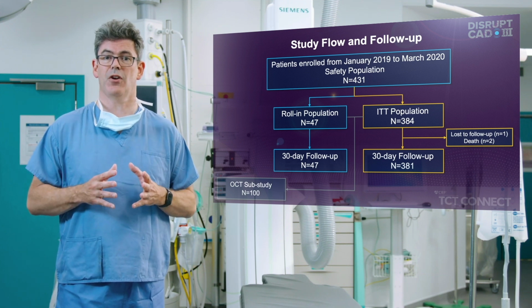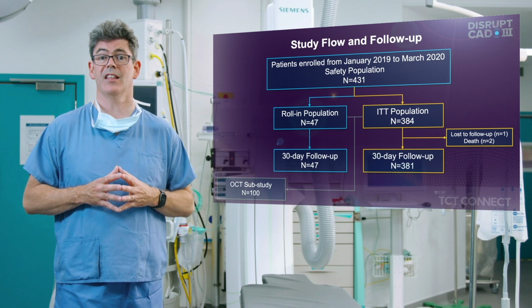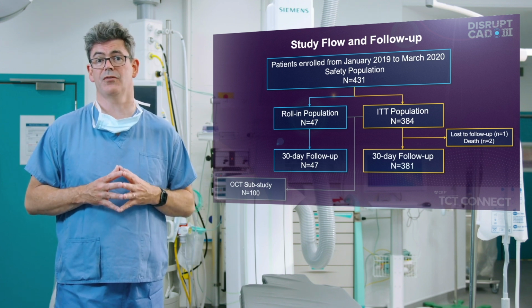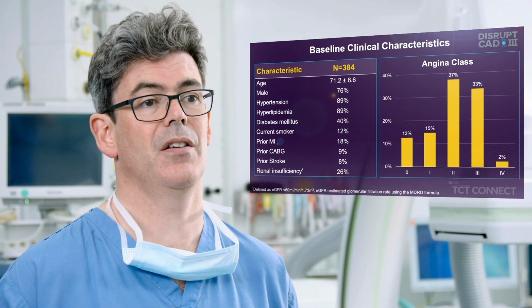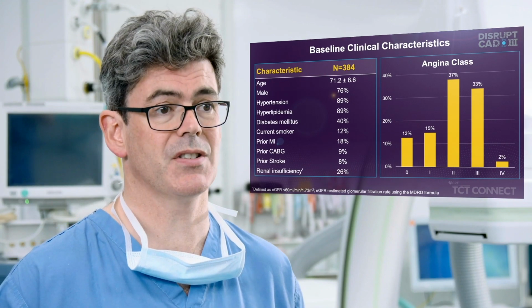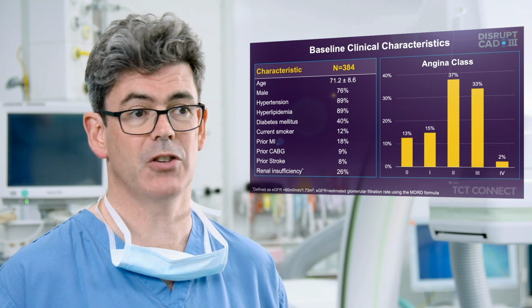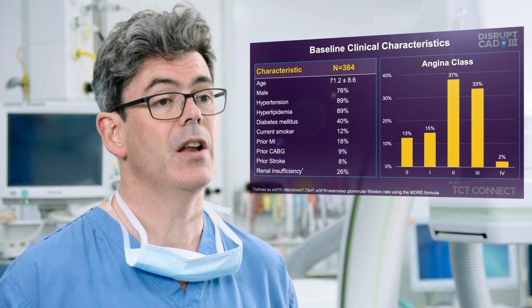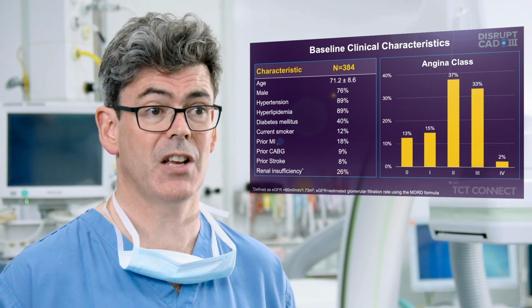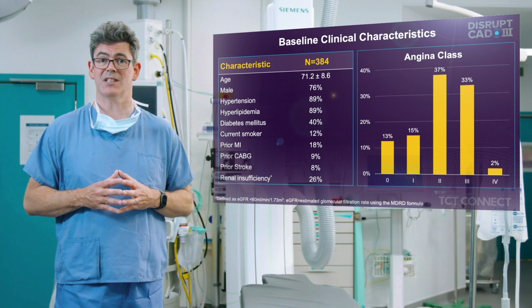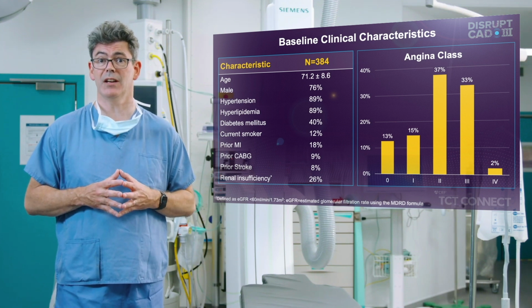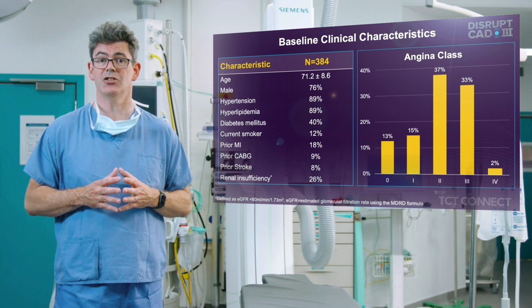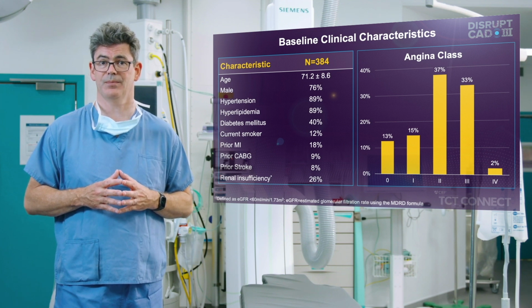The completeness of follow-up is shown. There was only one patient lost to follow-up and 2 deaths. These are the baseline clinical characteristics. The average age was 71. 90% of patients had either hypertension or hyperlipidemia, 40% had diabetes, and 26% were defined as renal insufficiency using an eGFR of less than 60.